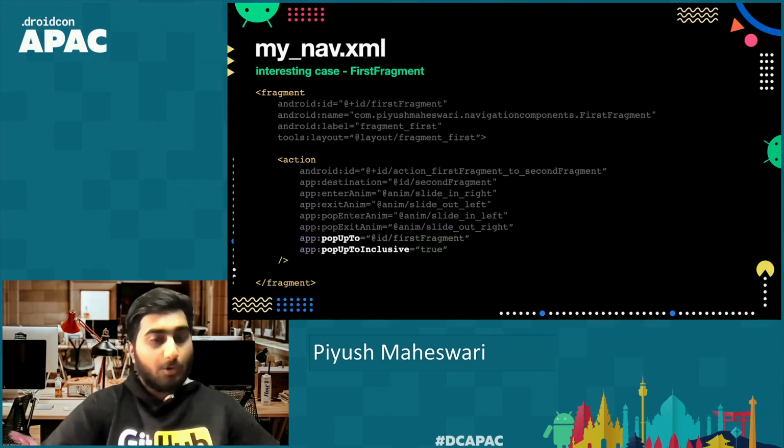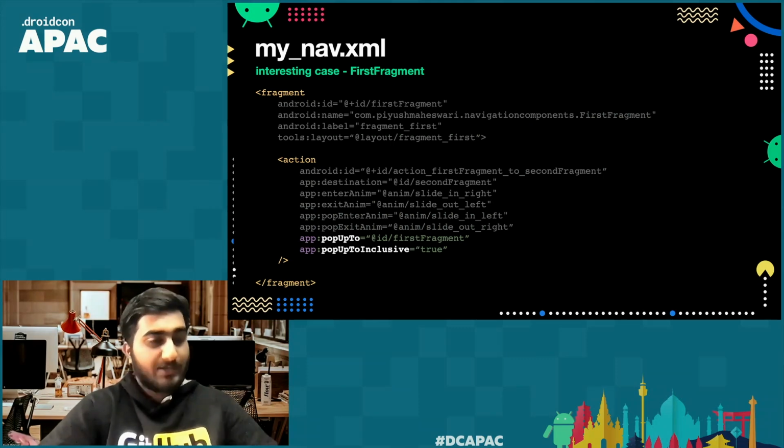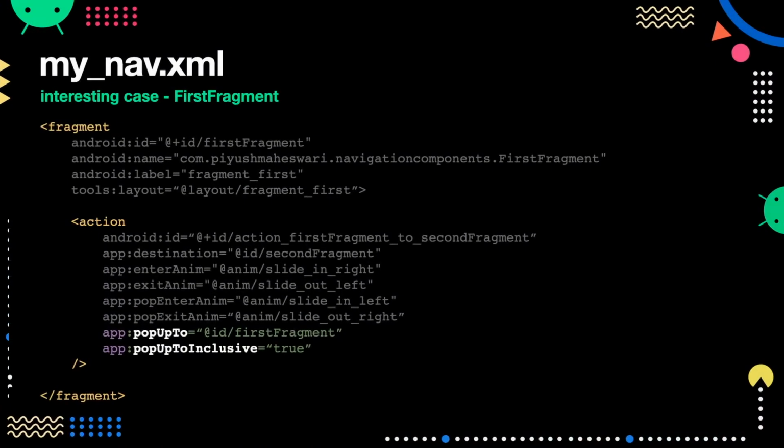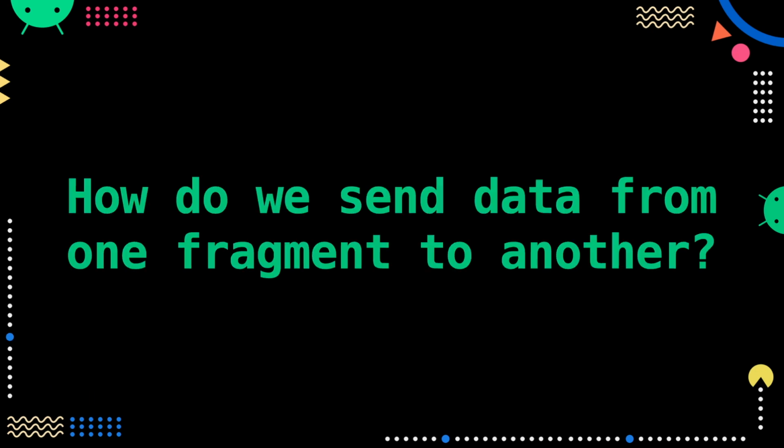popUpTo is what you want to happen when you press the back button. So in this case, we added this code in the first fragment's action, and we mentioned here that we'll pop up to the first fragment. And popUpToInclusive is a boolean, which tells whether we should include the present fragment or not. In this case, since there are only two fragments, we'll include this, and this will be true. If you try this, on pressing the back button from the second fragment, you'll exit from the app. So next, we see how we send data from one fragment to another.